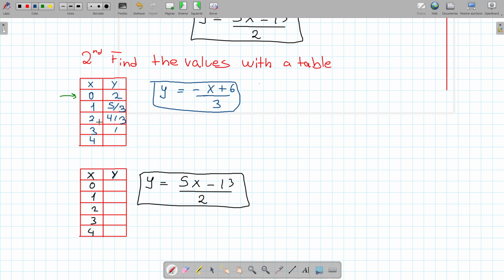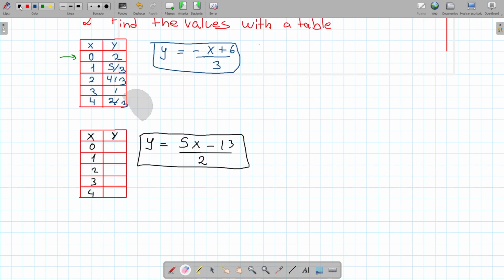If I try the next value, which is 4, minus 4 plus 6 divided by 3 is just 2 divided by 3, 2/3, as you can see. Again, it's not a very comfortable value to work with. Now I will do the same with the other equation.